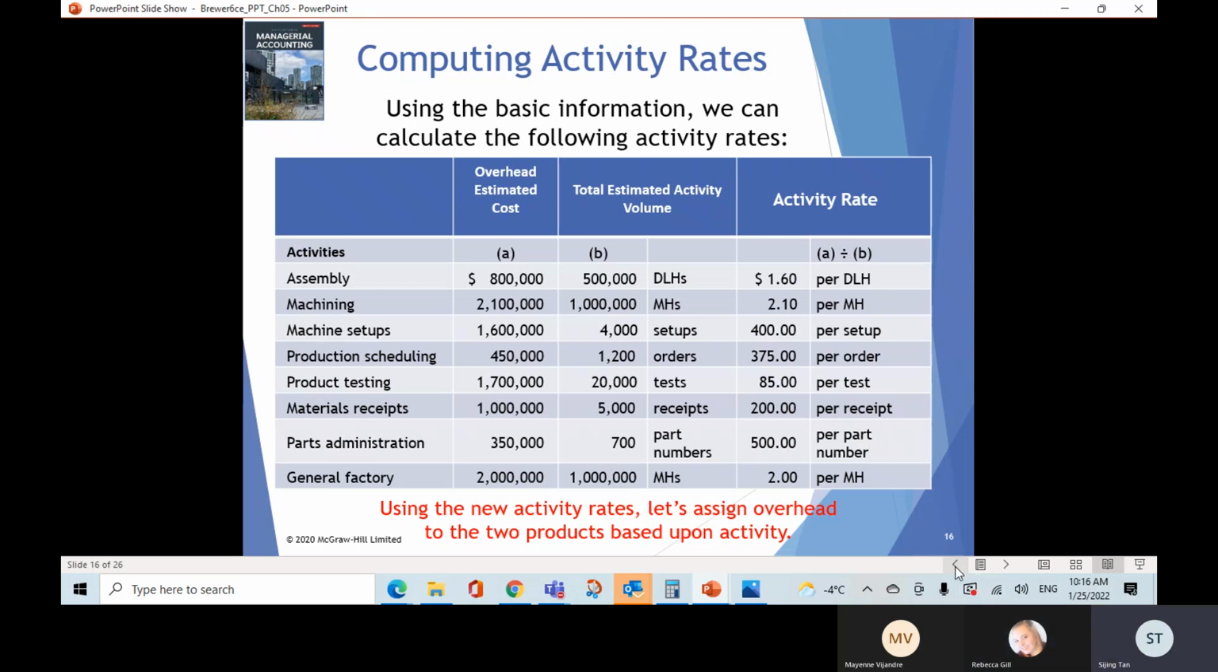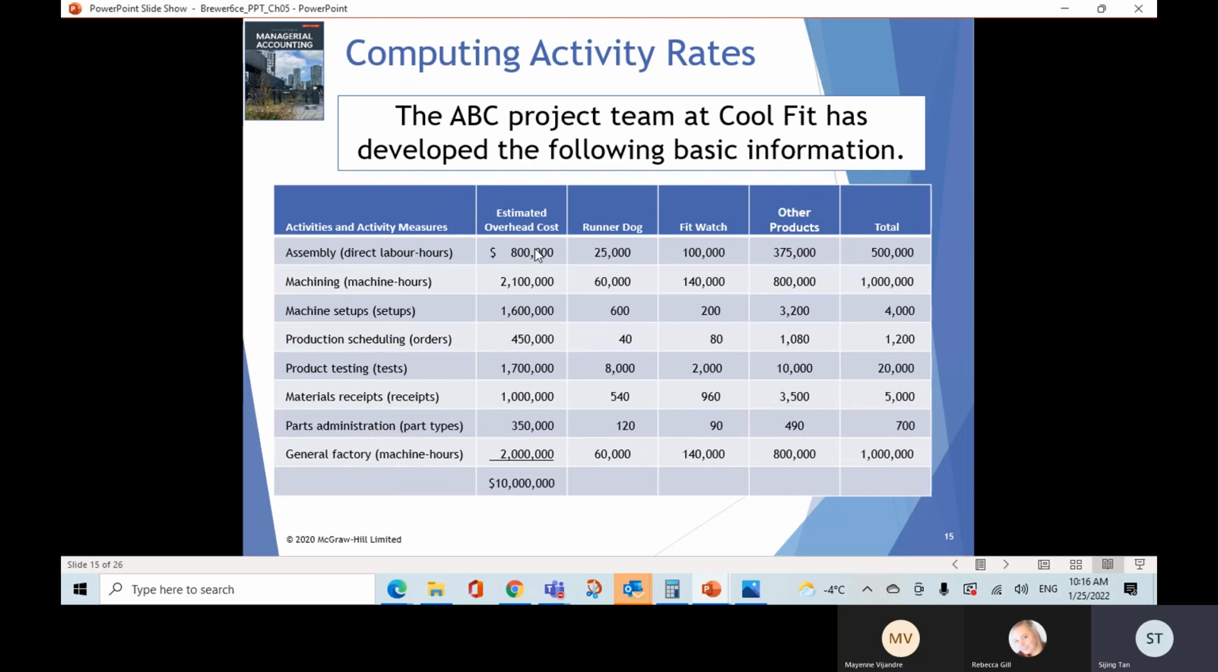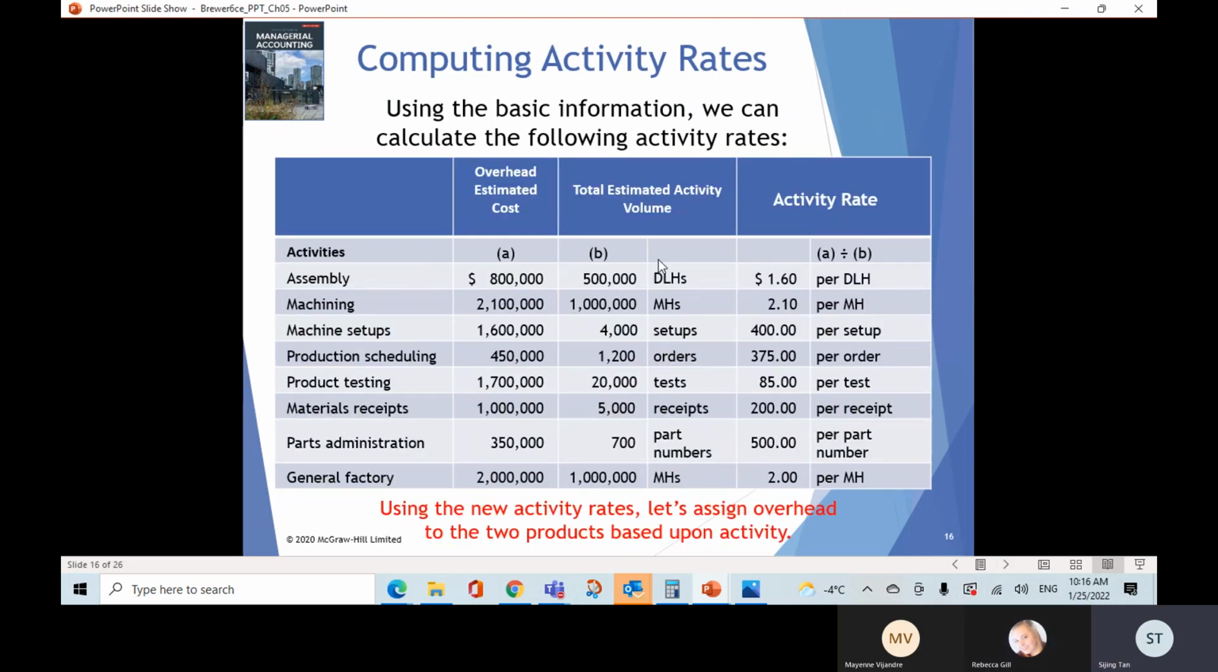So we could find these numbers from the slides, right? So we have our $800,000, we have 500,000 as activity base. And then we have our activity rate. Then similar calculation following for machining, and then machine setup, production scheduling. Using the new activity rates as assigned overhead to the product based upon the activities. So we have finished all those calculations as the activity rate. We go to the next slide.